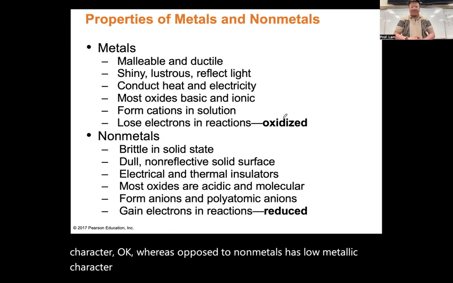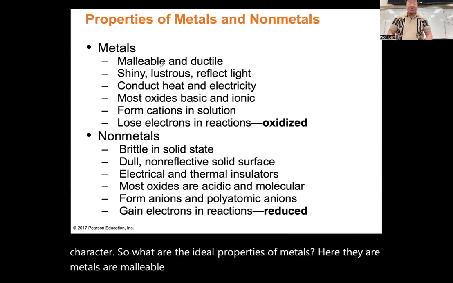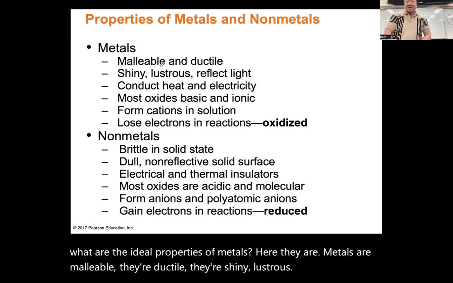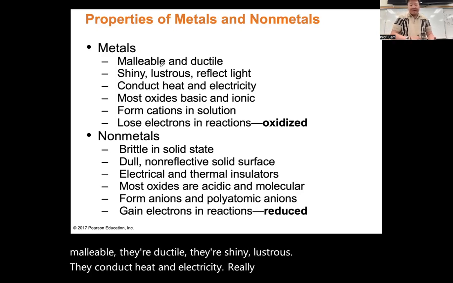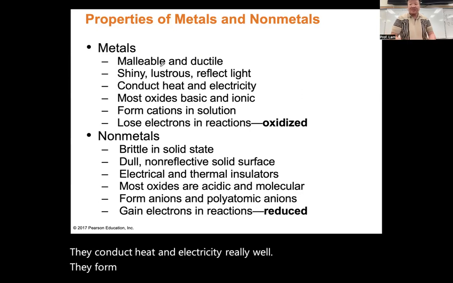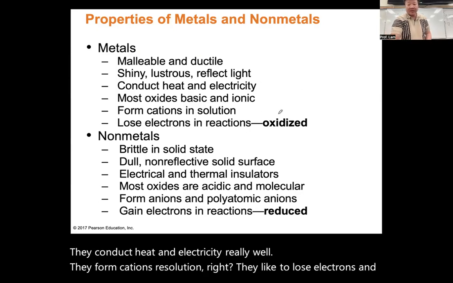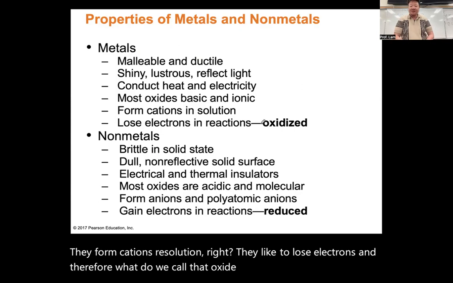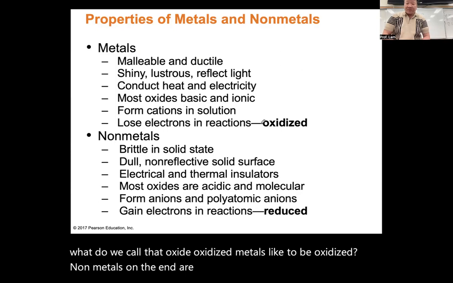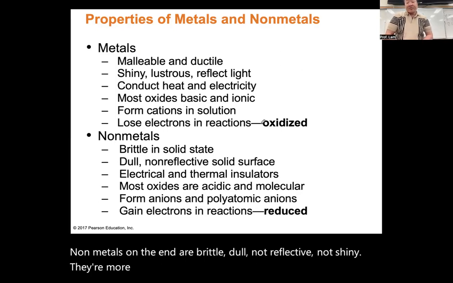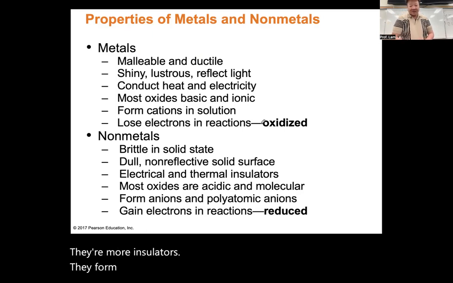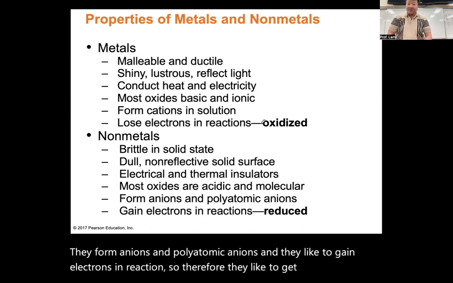So what are the ideal properties of metals? Here they are. Metals are malleable, ductile, shiny, lustrous, and they conduct heat and electricity really well. They form cations in solutions. They like to lose electrons, and therefore, what do we call that? Oxidized. Metals like to be oxidized. Non-metals, on the other hand, are brittle, dull, not reflective, not shiny. They're more insulators. They form anions and polyatomic anions, and they like to gain electrons in reactions, so therefore they like to get reduced.